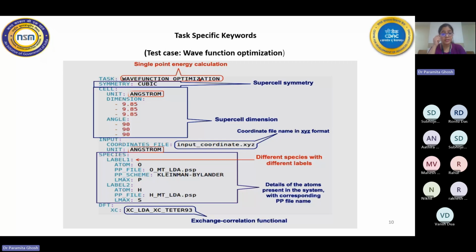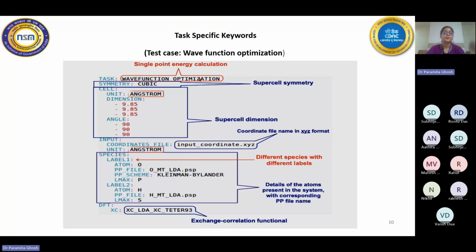So, first is task. Task basically defines which type of calculation the user wants to run. Suppose I want to run wave function optimization, so I have mentioned wave function optimization here. If you want to run geometry optimization, then you have to mention geometry_optimization. For molecular dynamics, you have to use molecular_dynamics. For details, users can check the AMDKIIT manual, which is already given in the AMDKIIT GitHub link.